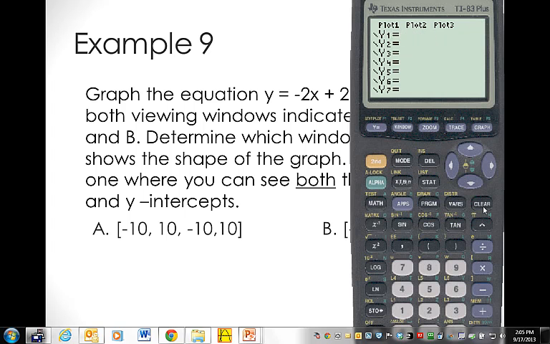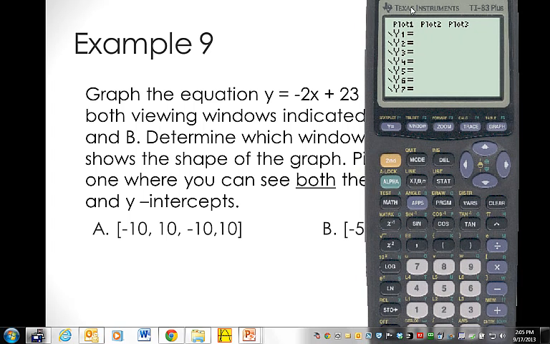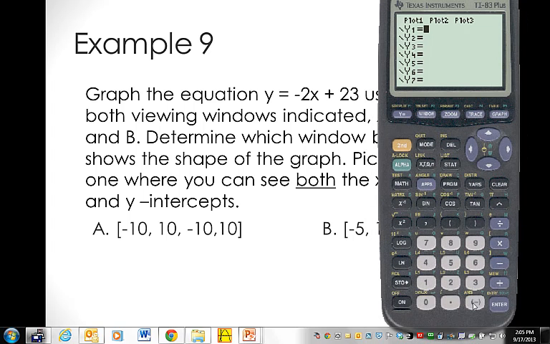So I'm going to clear out any equations I have in there. And we have negative 2x plus 23. Now this first viewing window on part A is the standard viewing window. So I'm going to press zoom and go down to number 6, or you can just press 6.